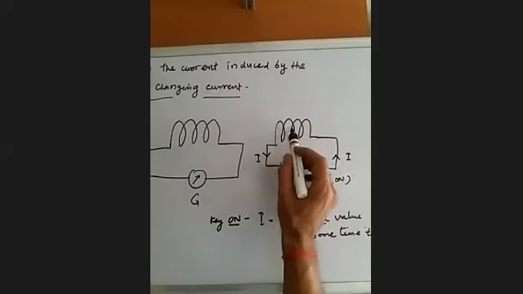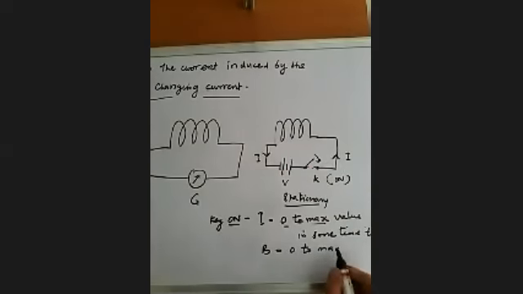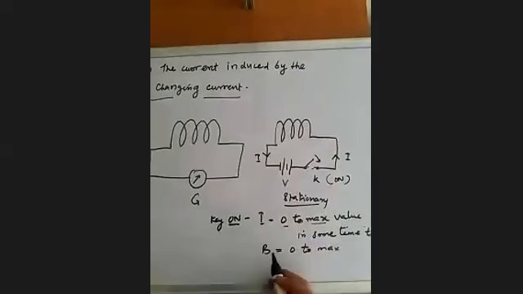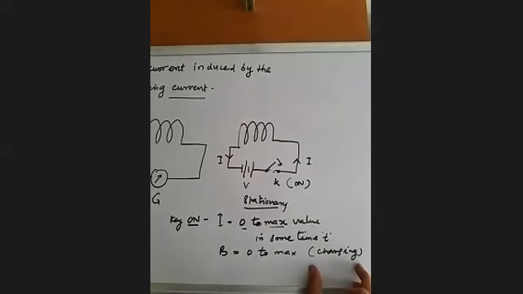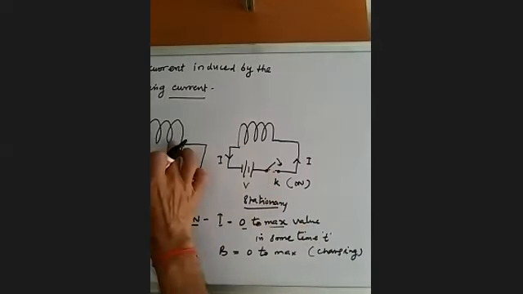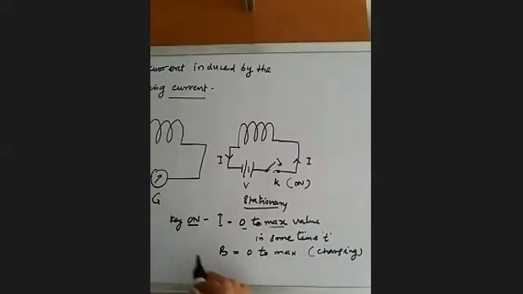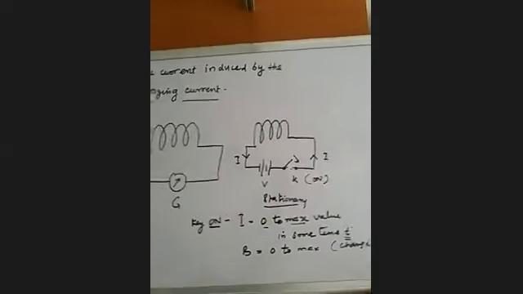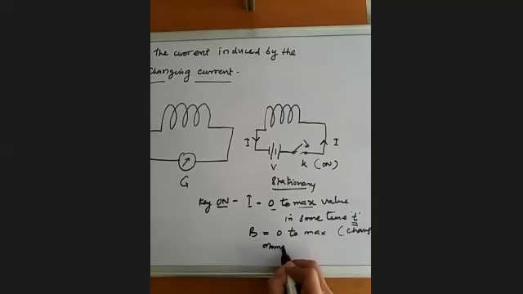And as the current increases from 0 to maximum, what happens? The magnetic field, B, goes from 0 to maximum due to the current in this coil. So the magnetic field is changing, and the magnetic field linked with the other coil is also changing. The galvanometer will show a deflection, which will be momentary, for time t only. So, a momentary deflection in the galvanometer.